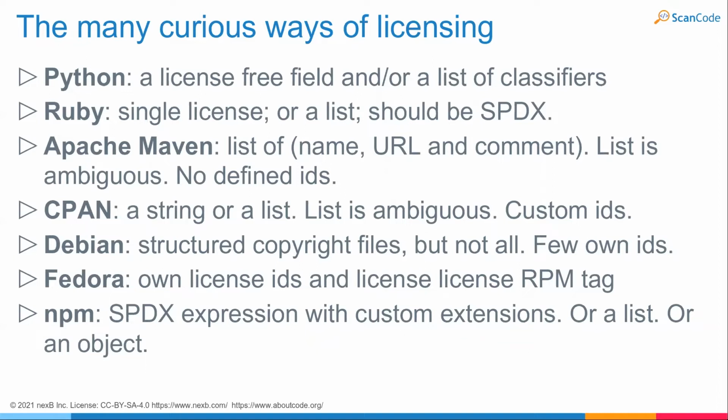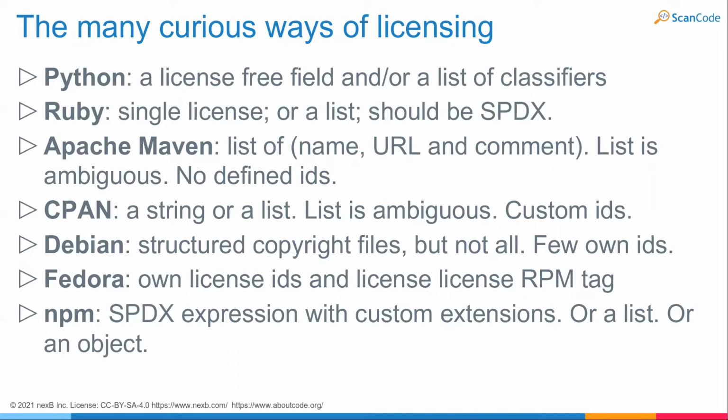So Python, that's one. Ruby has a single license string field, or it can be a list. They recommend using the SPDX license identifier, which is a list of about 500 license identifiers attached to a well-known text, but they don't really enforce it. And right off the bat, if you have either a list or string, what happens if you have a list? Do all the licenses apply, or can you pick one of these? That's not defined.